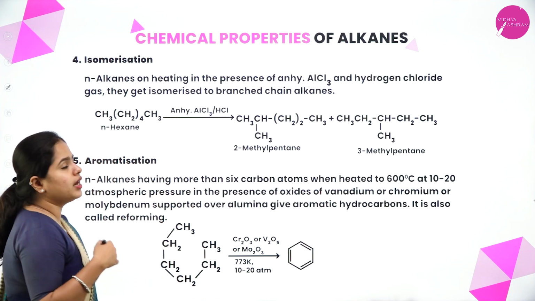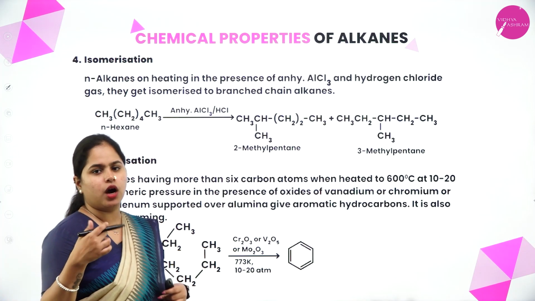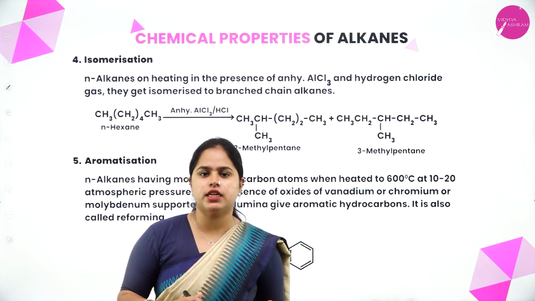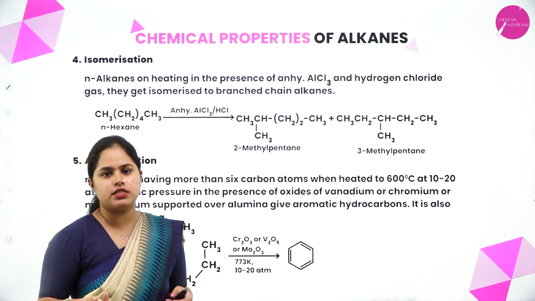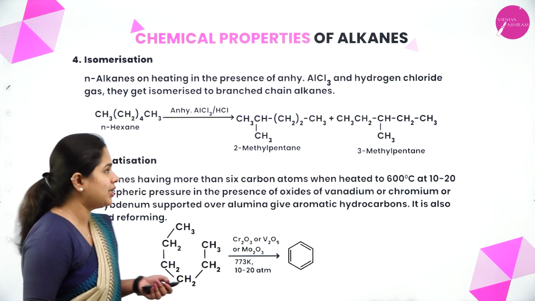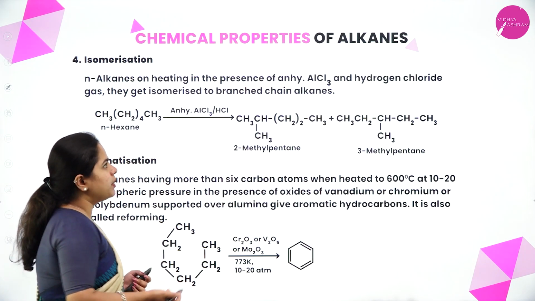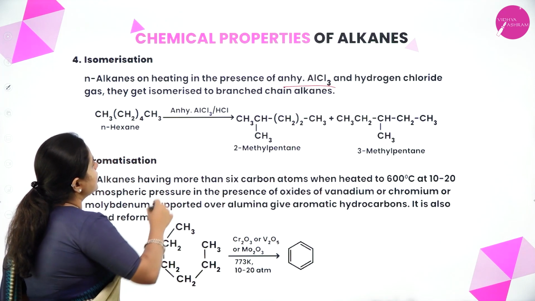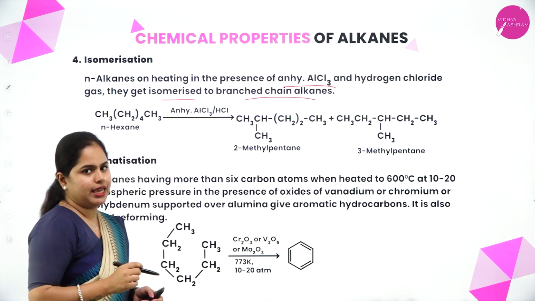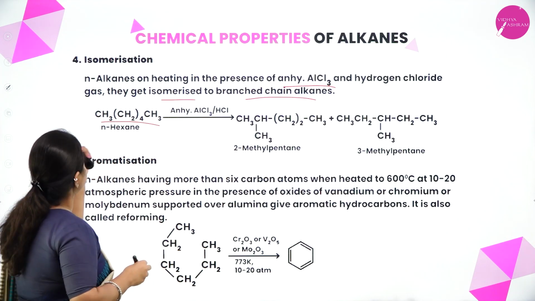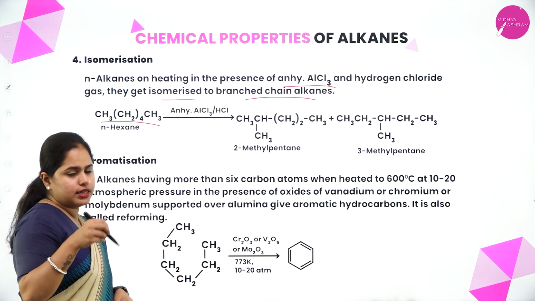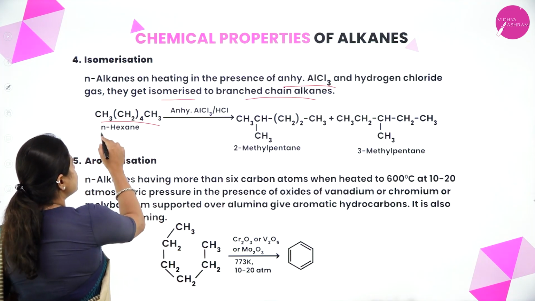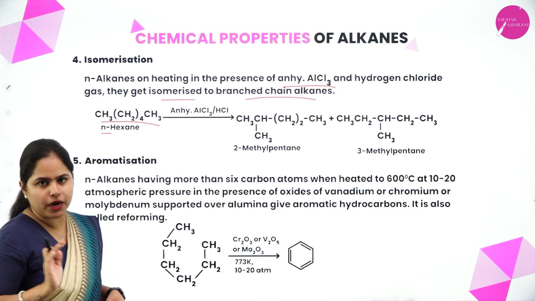Now moving on to the next one, isomerization. You're already familiar with how to draw the different isomers for a particular organic compound, right? You have already studied this in organic chemistry. Now how are these isomers formed, or what is this process of isomerization? Let's see. Alkanes on heating in the presence of anhydrous aluminum chloride and hydrogen chloride gas get isomerized to branched chain alkanes. For example, we have taken hexane here, CH3 (CH2)4 CH3, that is hexane. CH2 repeats 4 times, that means a total of 6 carbon atoms. Now what this n stands for is normal hexane, without any branches.